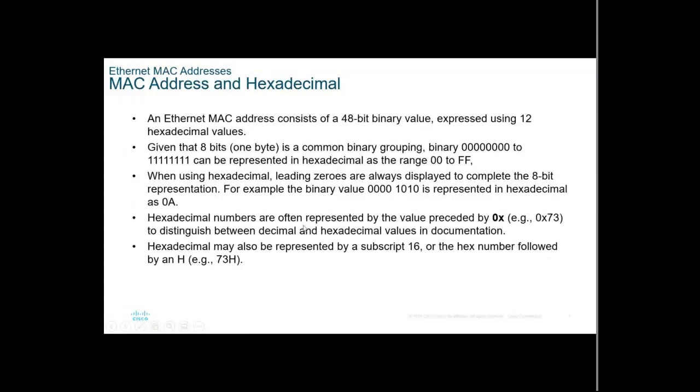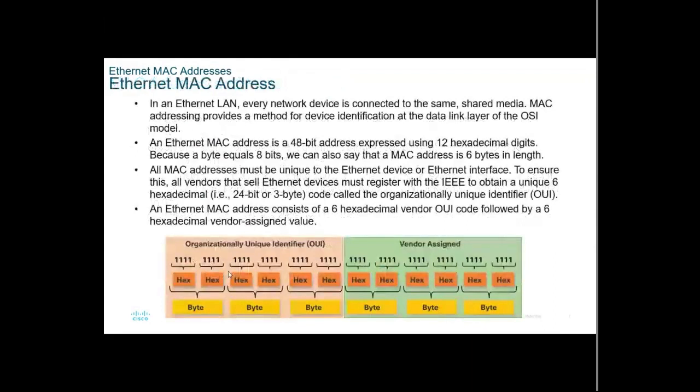Hexadecimal numbers are often represented by 0x, so if you see something that goes 0x something, the 0x basically means what follows is a hexadecimal number. Because if I look at that 73, if it didn't have that 0x there, I could just think that's a decimal number, couldn't I? But because of that 0x, that's actually a hexadecimal 73 instead of a decimal 73, which has a totally different value. Hexadecimal may also be represented by an H, so 73H, H for hexadecimal. So if you see that, that also means that.